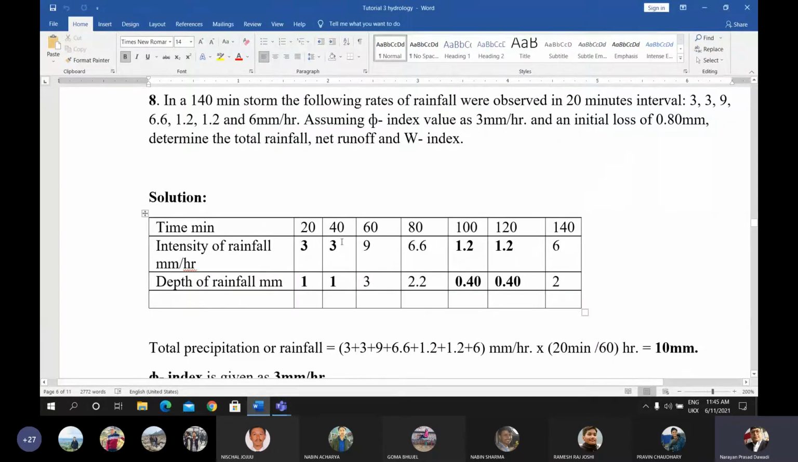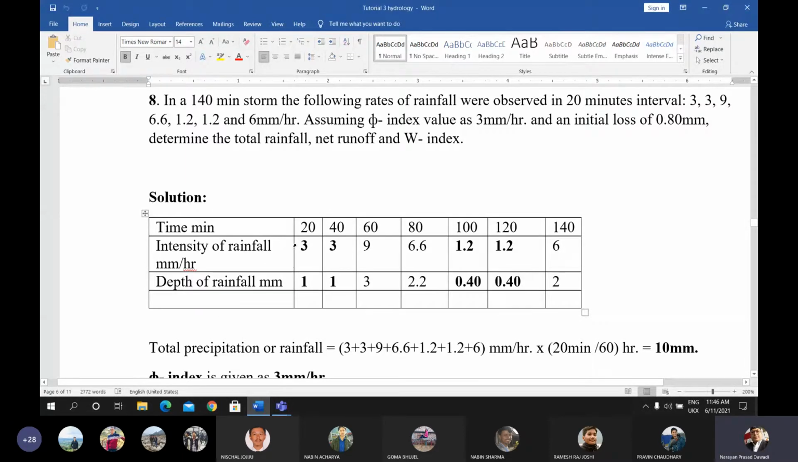Now, according to the question, the first row and the second row are made in this column. First row and second row are made according to the question. Now the depth of rainfall in every 20 minutes. This is the intensity of rainfall in terms of mm per hour. That is 3 mm of rainfall occurs for 1 hour.